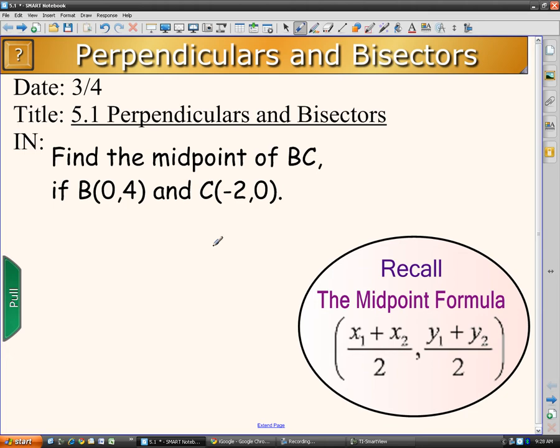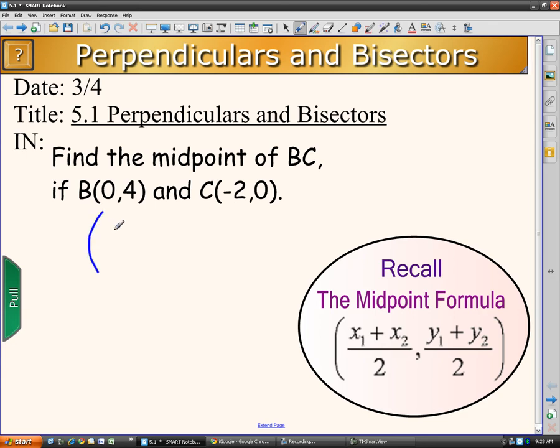So first, I'd like you to try to find the midpoint of BC, so you can pause it and work on the problem. If not, we're going to move along and just recall that down here is the midpoint formula. The midpoint formula is add the x's together, divide by 2, add the y's together, divide by 2. The midpoint formula gives us an address of where the midpoint is, so we'll go ahead and find that.